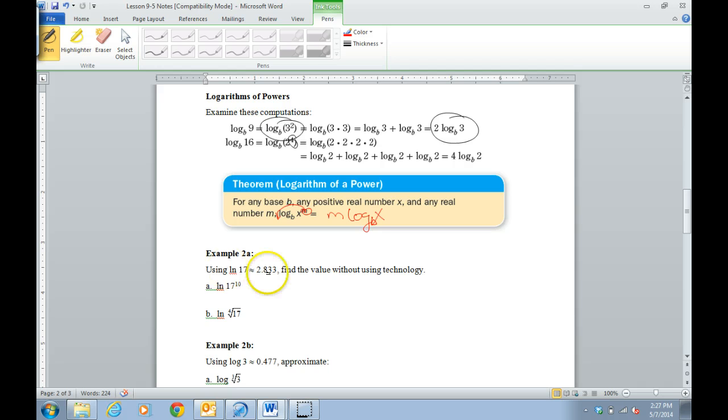All right, so let's look at this one. Using natural log of 17, the approximation being 2.833, find the value without using technology. Okay, so what do we already know about this exponent of 10? Yep, so we could say 10 natural log of 17. So if I were to rewrite this with the approximation they gave us, 10 times 2.833, what do we get? 28.33. Yep.